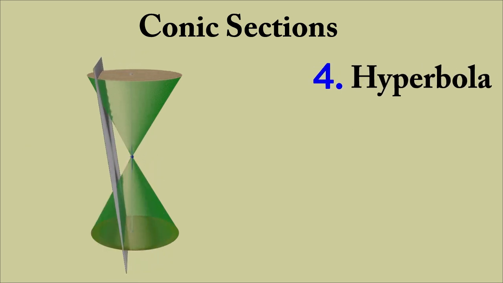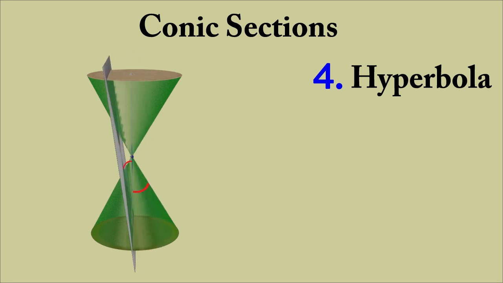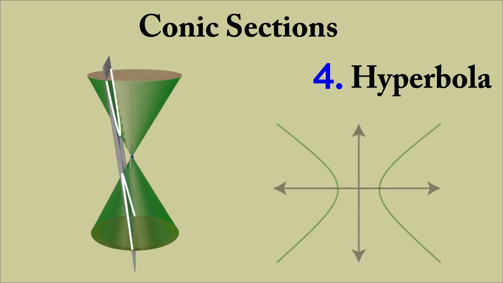If the plane cuts the double right circular cone by making an angle less than the vertex angle with the axis, then the plane will cut both the cones, so it forms a hyperbola.